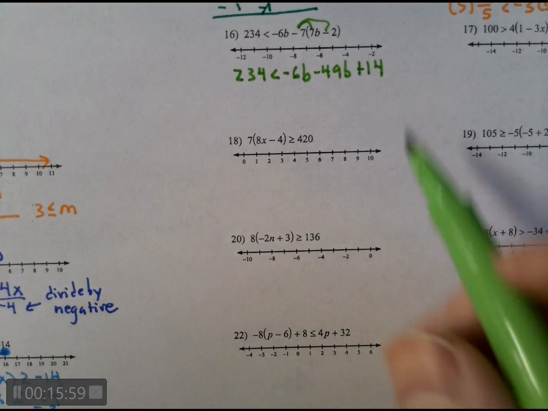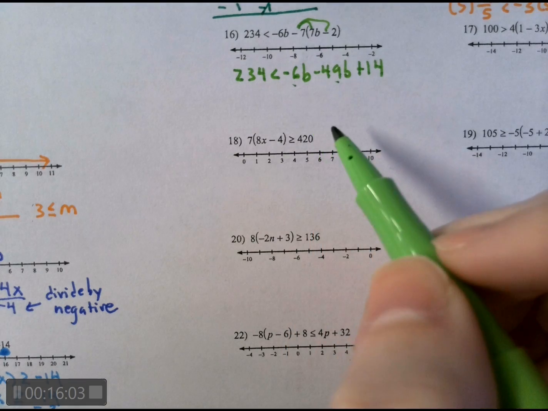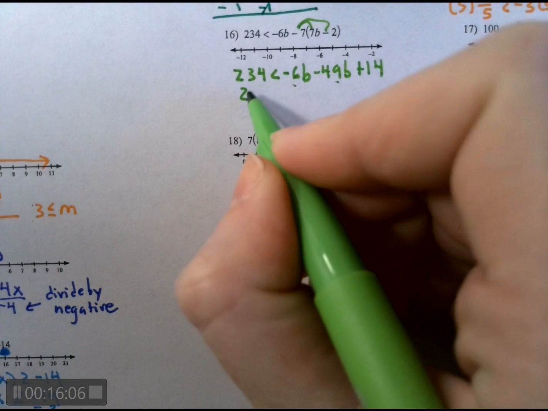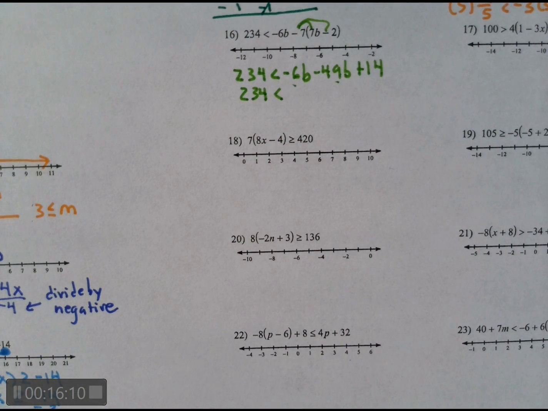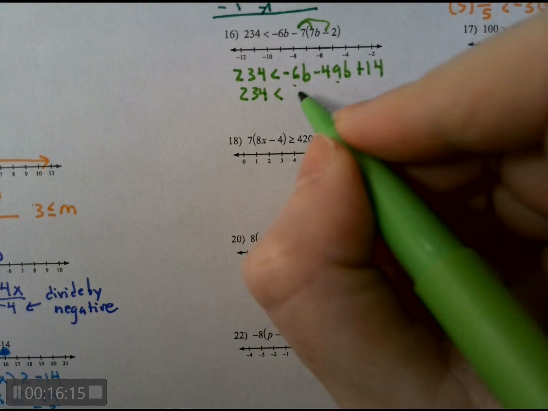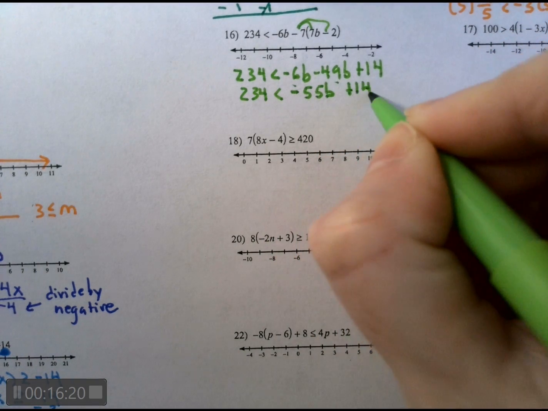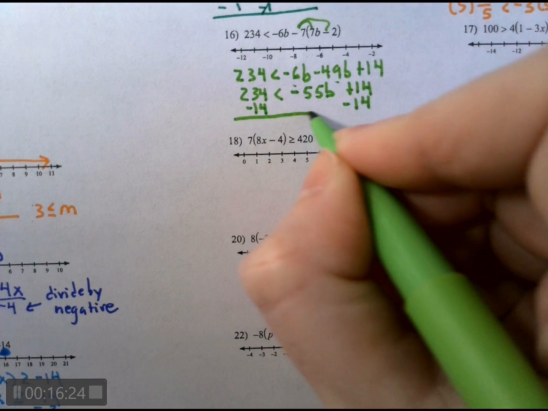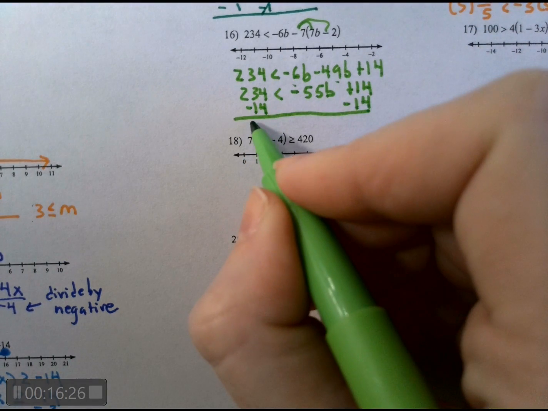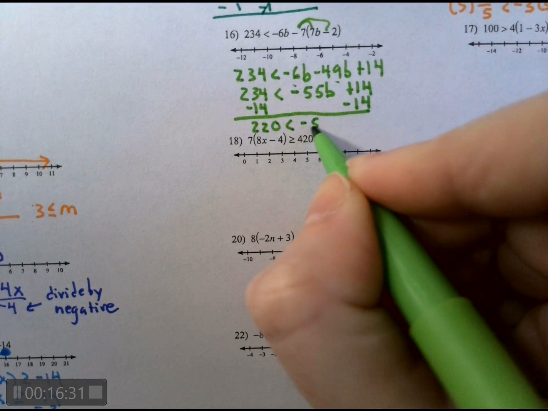Okay, so I'm going to combine my like terms right here, because this negative 6b and negative 49b. So 234 is less than, and then negative 6 minus 49 will give me a negative 55b plus 14. We're going to subtract 14 from both sides, and this should give me 220 is less than negative 55b.